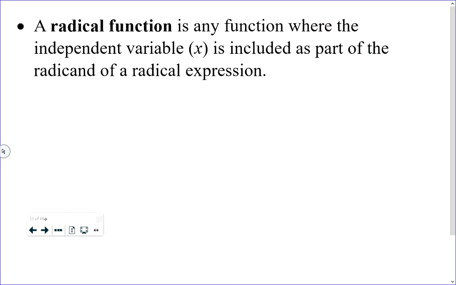So what is a radical function? It's not a crazy function. A radical function is any function where the independent variable is part of the radicand. A radicand is the thing that's underneath the square root. Now, radicands are also things under cube roots and fourth roots, but here we're talking about radical functions as being square root functions, specifically square root functions.